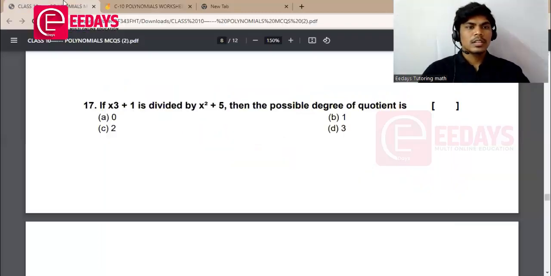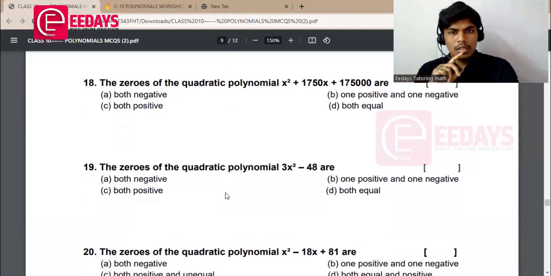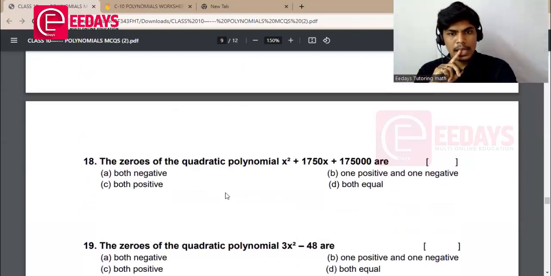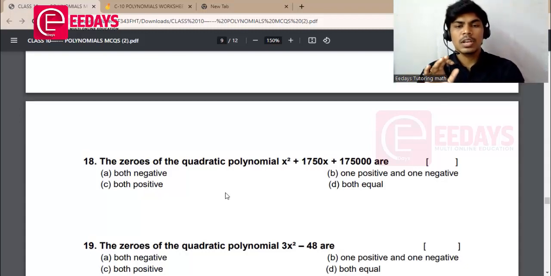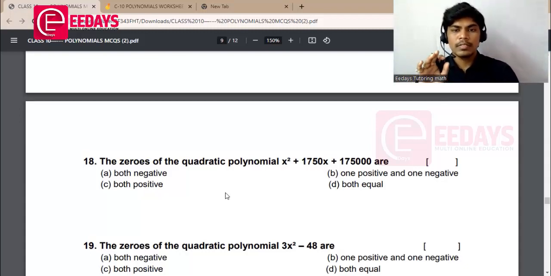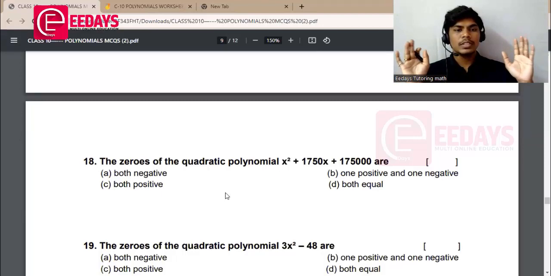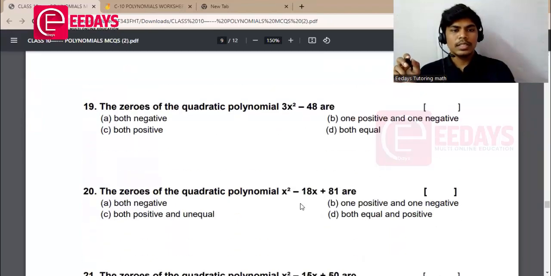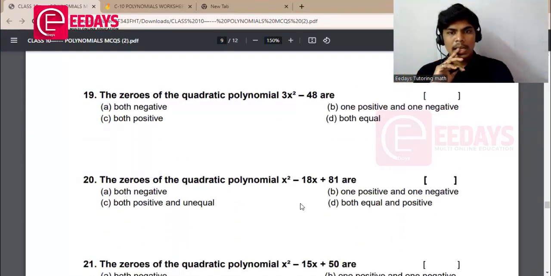All right. Okay, whatever the given question: the zeros of the quadratic polynomial x square plus 1750 into x plus 1750. So whatever the numbers we have there, the answer would be that both are positive or both are equal. Option C is the correct answer.